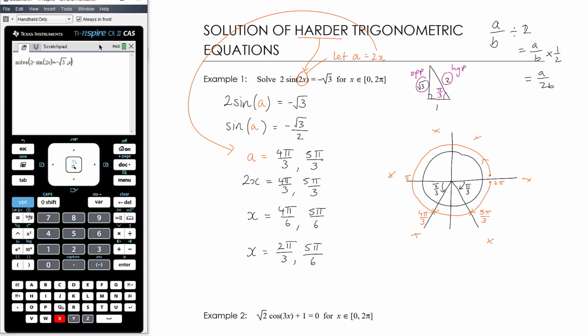Solving for x, comma x. Now remember, we want to close off our solve function. We can't change the syntax of solve, but after here is where we want to add our restriction. So we want to solve this equation given that 0 is less than or equal to x, which is less than or equal to 2 pi.